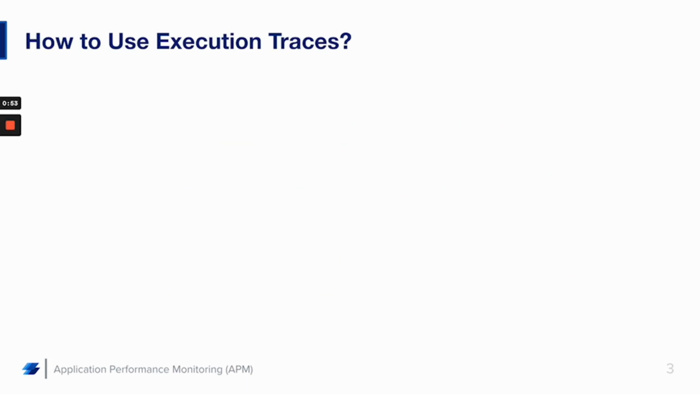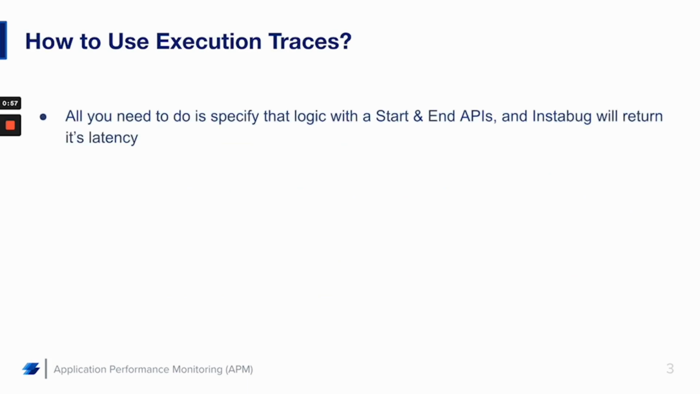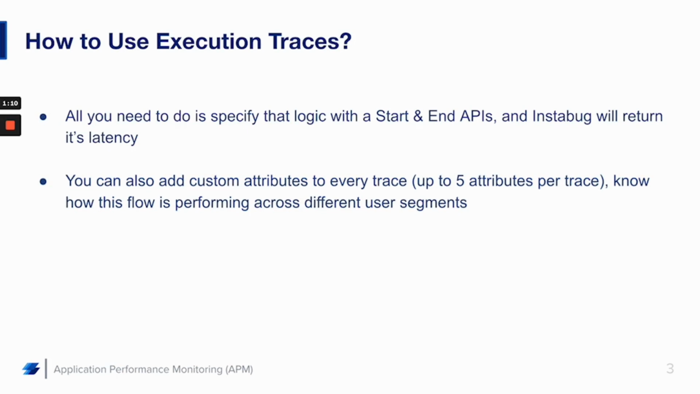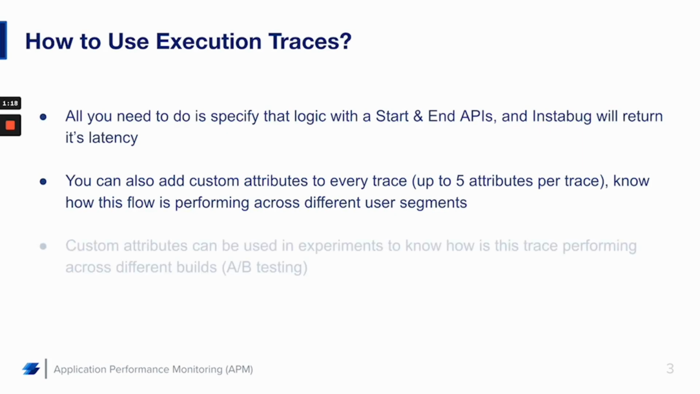So now let's see how you can leverage execution traces with Instabug. All you need to do is specify the block of code that is equivalent to the action or key flow that you want to monitor with start and end APIs, and Instabug is going to return its latency. You can also add up to 5 custom attributes per trace. This will help you know how is this logic or flow performing across different user segments.